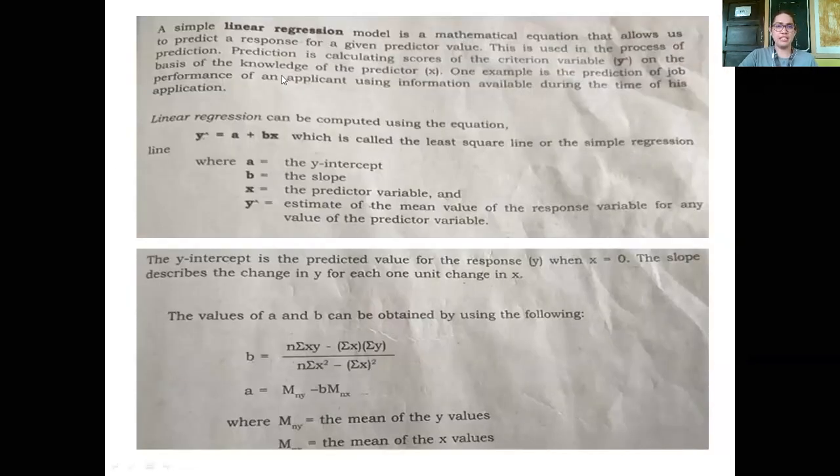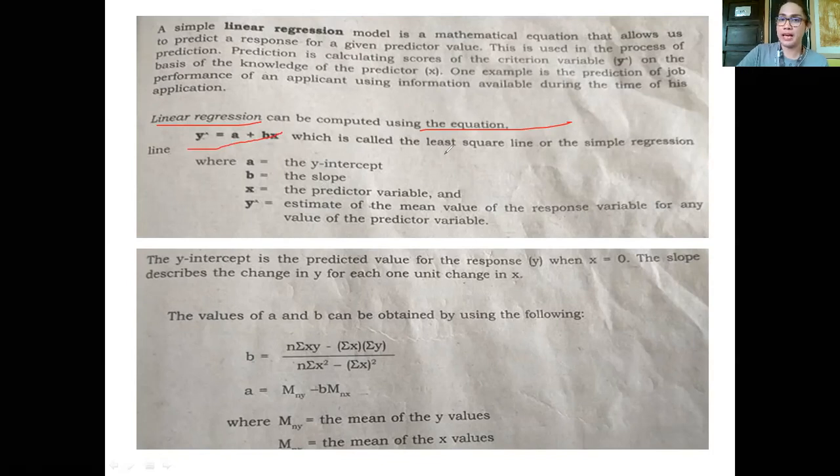Now let's proceed to the linear regression. So in linear regression, a simple linear regression model is a mathematical equation that allows you to predict a response for a given predictor value. So this is used on the basis of the knowledge of the predictor, or we call it the X. One example is the prediction of job performance of an applicant using information available during the time of his application. So when we say linear regression, it can be computed using the equation y is equal to a plus bx, which is called the least square line or the simple regression.